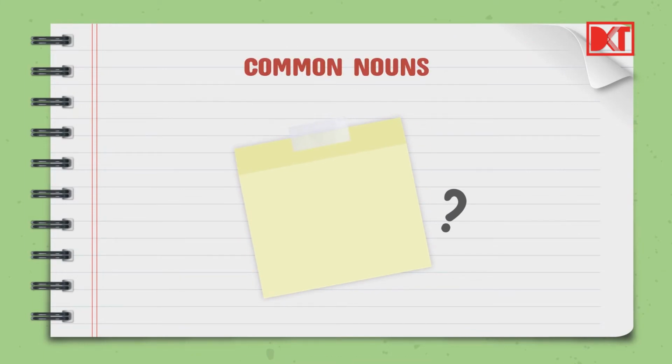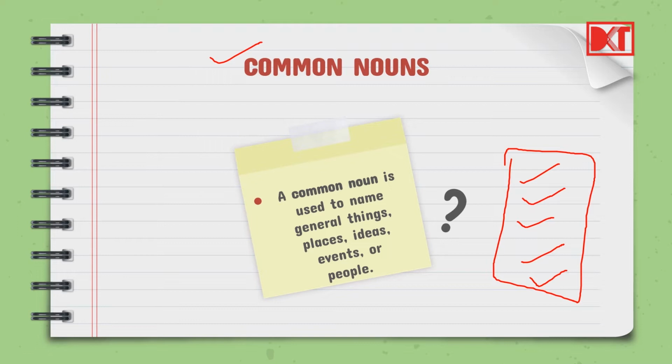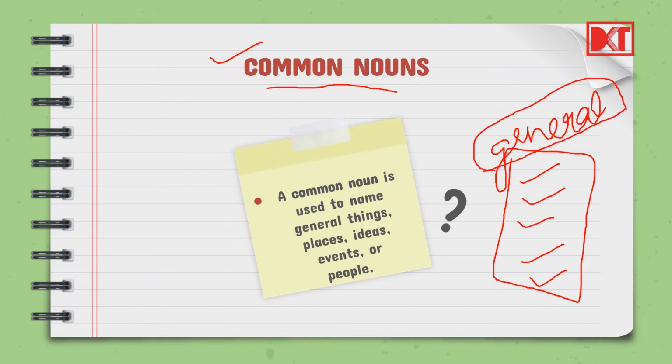Okay, so the first category is common nouns. What are common nouns, you see? Common noun is used to name general things, places, ideas, events or people. Now these are the things which a noun also is, but what is so special about common nouns? Common noun names these things in general. When we are talking about any of these things in general, they are general names, then that is referred to as common nouns. Once we see the examples, it will be clearer to you.